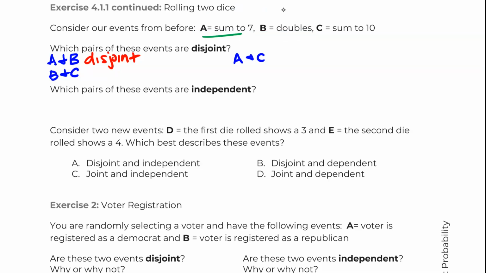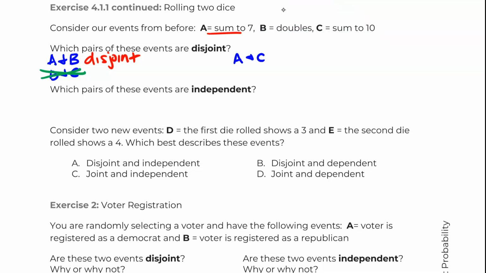All right, so then looking at B versus C. Doubles and summing to 10. Is there any overlap? In fact, 5, 5 exists in the overlap, right? That is a thing that would fall into the doubles category and then fall into the sum to 10 category. So B and C are not disjoint. They would be joint.